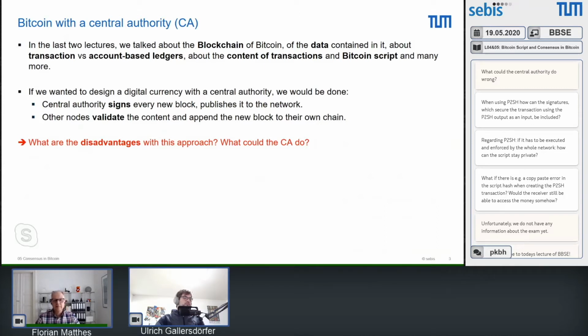So therefore, it cannot, let's say, wrongly execute Bitcoin. Let's say if you have a condition in your transaction, it cannot manipulate the condition because all the others would validate it again and would say, no, the condition was not met. So it was not signed, or the receiver address has been manipulated. That would be important. But what is possible?